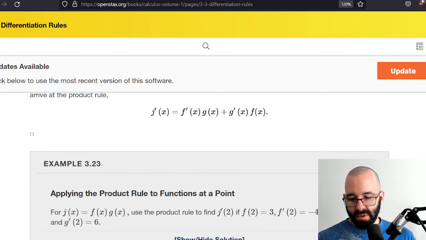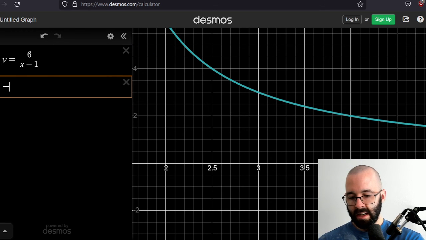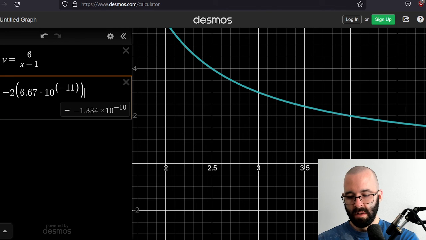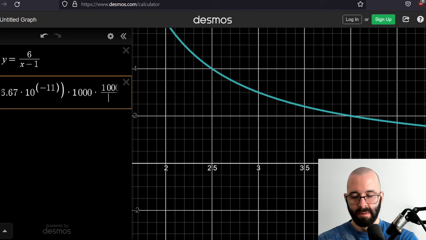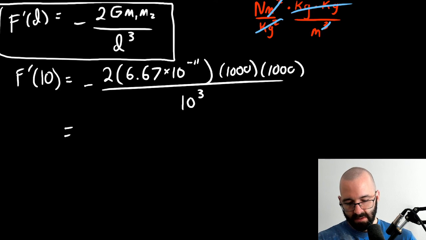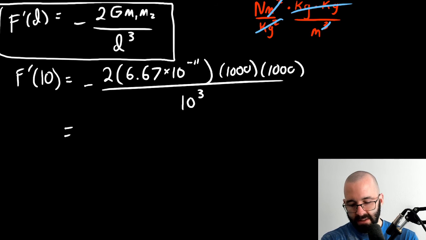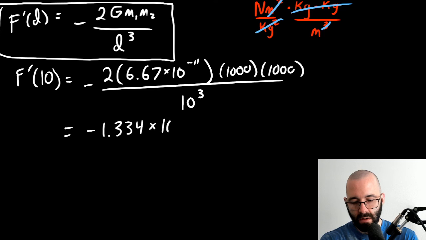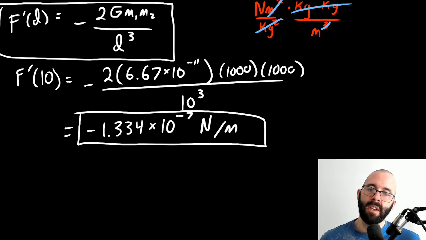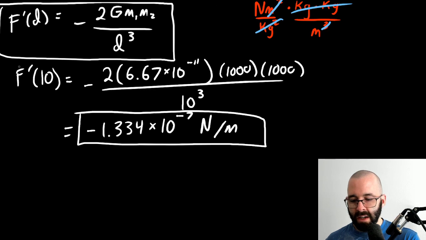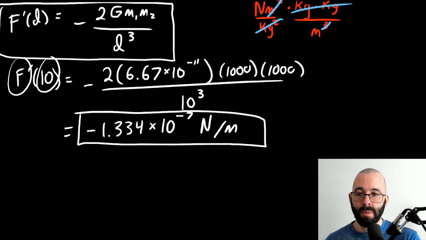So if we use Desmos for this, we're going to get negative 2 times 6.67 times 10 raised to the negative 11th times 1,000 times 1,000 divided by 10 cubed. All right, that's negative 1.334 times 10 to the negative 7th newtons per meter. There's two ways of getting to the units here. The first way is to write out all the units of these. The second way is to say, okay, force is in newtons, and we're looking at a derivative, so it's going to be newtons per unit of distance, newtons per meter.